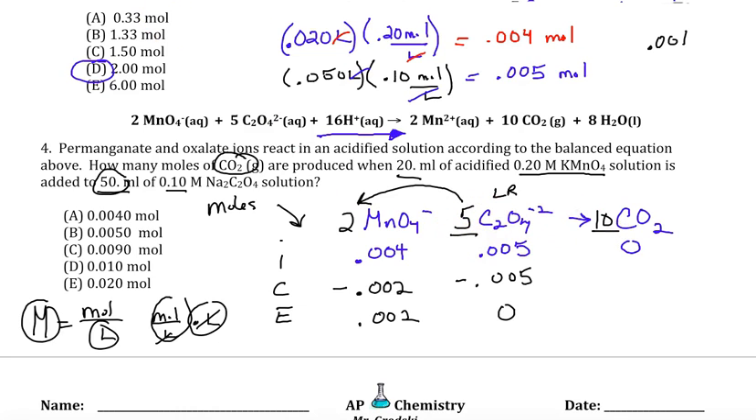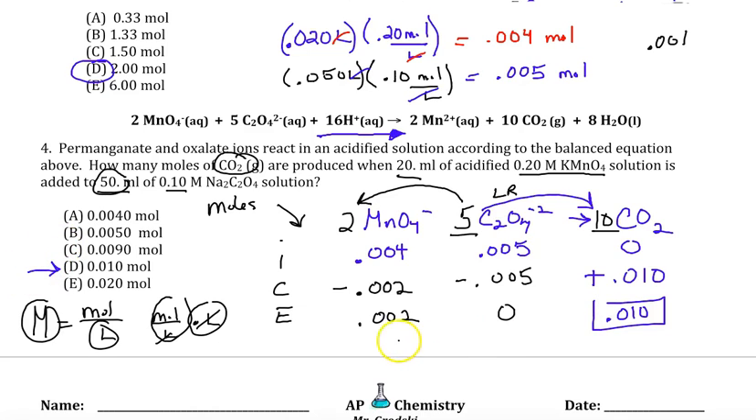What does that mean? The products are double the reactant in this case, 10:5. There's twice as many particles. So if it's minus 0.05, this is plus 0.010. And we're going to assume we didn't have any, so that is how much I produce. And that's why we pick choice D.